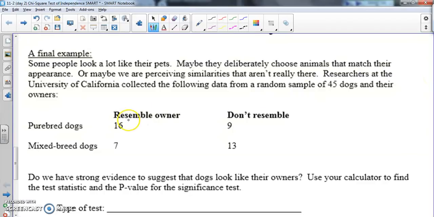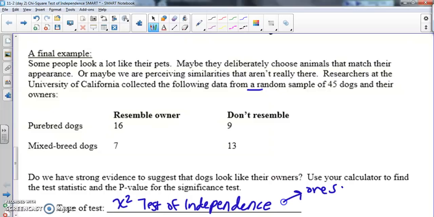Hopefully you've narrowed it down to at least a chi-squared test of homogeneity or independence. The giveaway there is that they gave you a two-way table. So it is one of those two, but notice here we're looking at a random sample and we asked two pieces of information. We asked what type of dog do you have, and then we recorded whether or not they looked like their owner. So there's two pieces of information we're gathering from one sample, which makes this a chi-squared test of independence. Again, it's because we took one sample and recorded two variables.